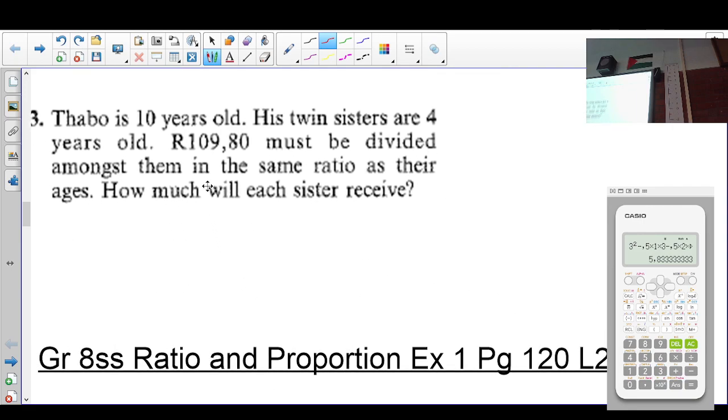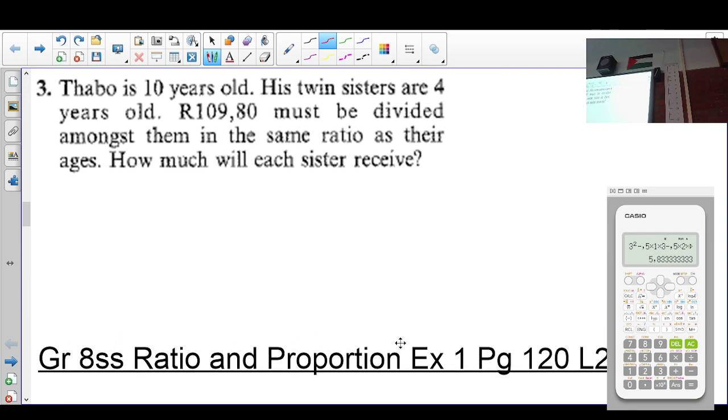Look at number 3. Let's look at number 3.